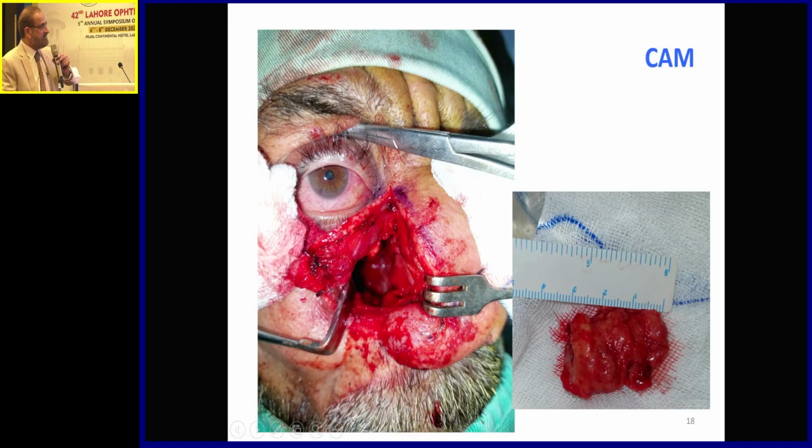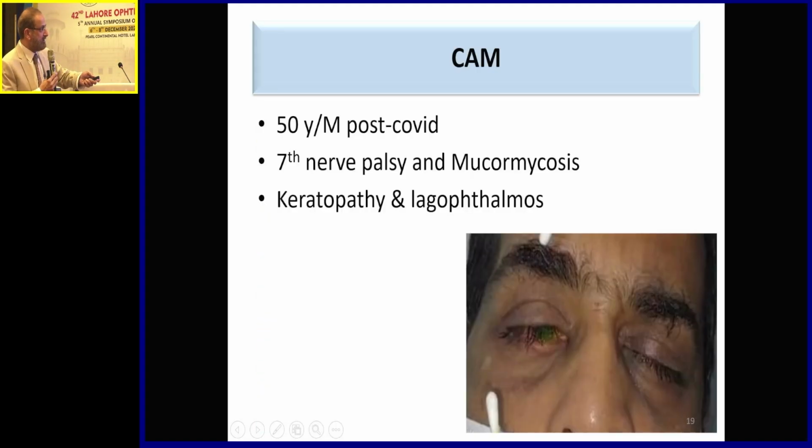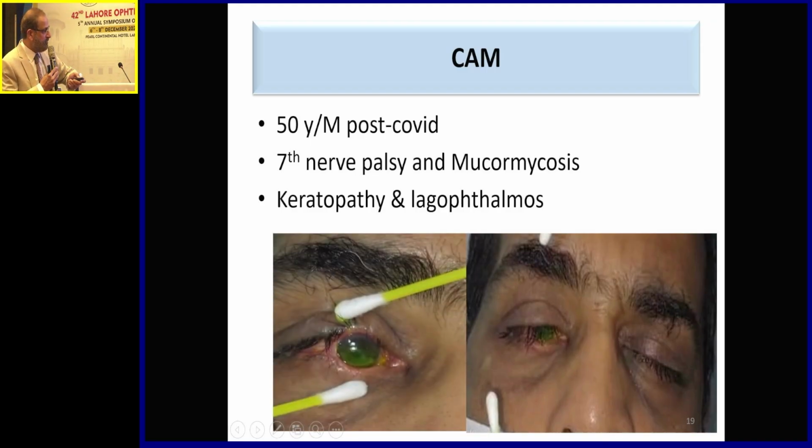But whenever there is a possibility of reducing the disease burden, you can do that along with the ENT colleague. This was a case where the whole cornea was getting exposure because of seventh nerve palsy, and we removed the orbital mucor and did tarsorrhaphy, and his globe was saved.